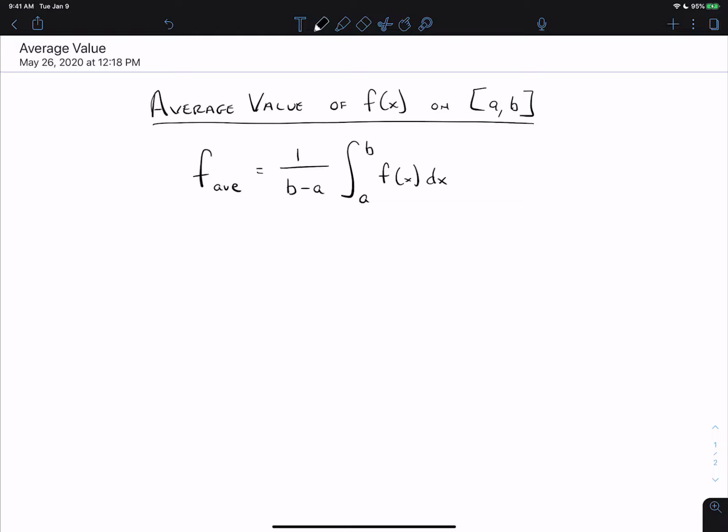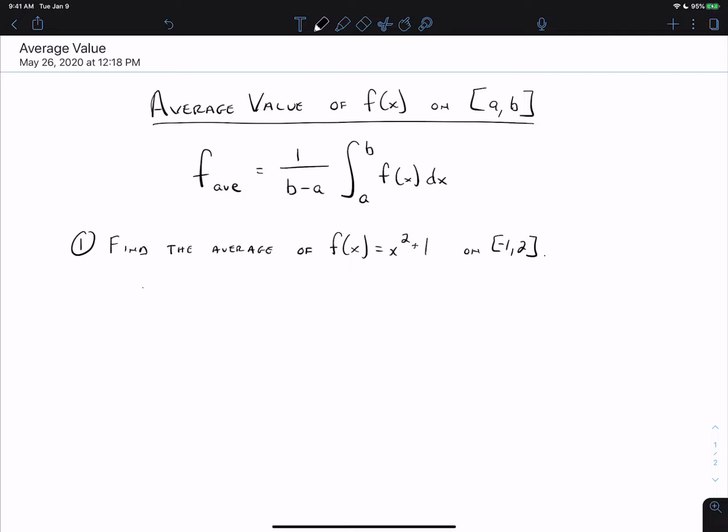So we'll do a problem, and problem 1 is going to be: find the average value of f of x equals x squared plus 1 on the interval -1 to 2. So from x equals -1 to x equals 2. Okay, so it's very easy to use the formula.